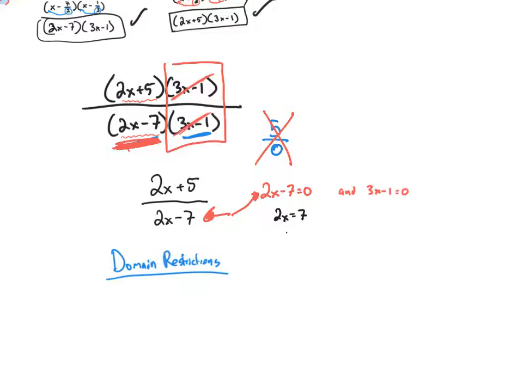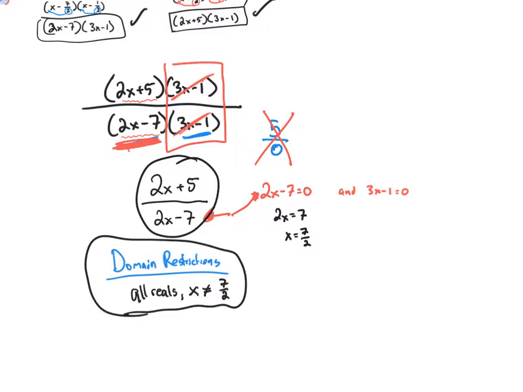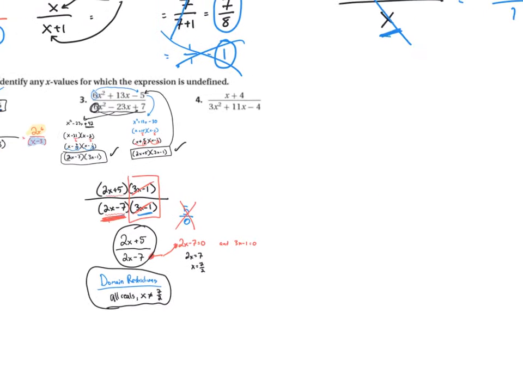2x equals 7, x equals 7 halves. So then we would say the domain is all reals except x cannot equal 7 halves, because if it equals 7 halves, we have a problem. So there's our answer. Domain restrictions are can't equal 7.5. All right, so that's what that looks like.